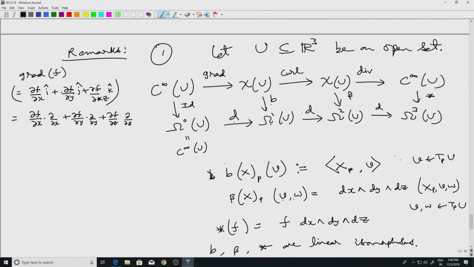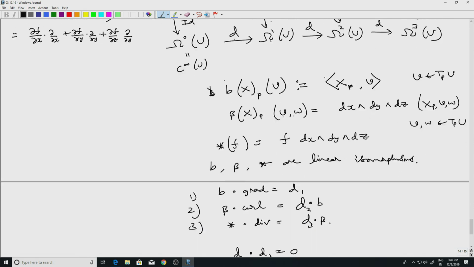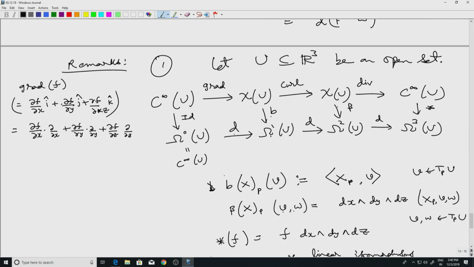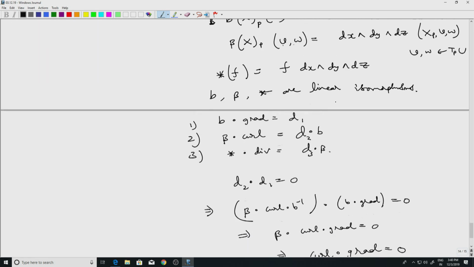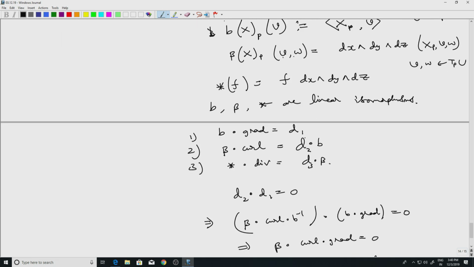So let me make another important remark. What I wrote towards the end of last class, I tried to relate. I didn't prove it though. By the way, this requires proof, it's not that difficult, but it requires proof that these three equations hold.